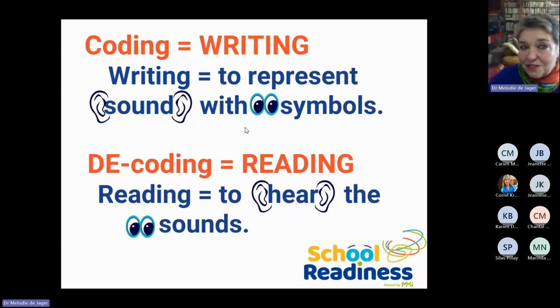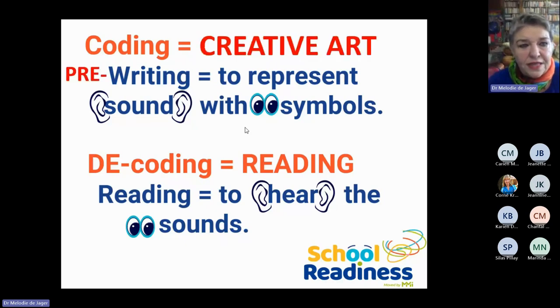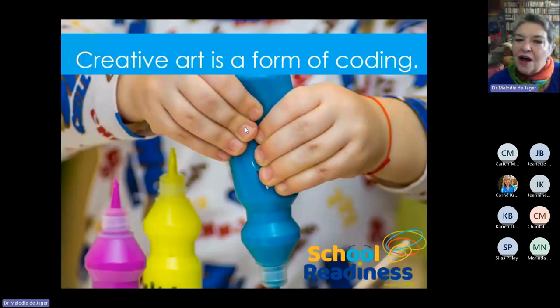So if decoding is stumbling so many children up, isn't it maybe because they don't know how to code? Because writing means to represent sound with visual symbols, or in the case of Braille, with little bumps, so you can feel them. This afternoon, coding equals creative art, because it's a pre-writing skill to represent sound with symbol pictures. Creative art is a form of coding.